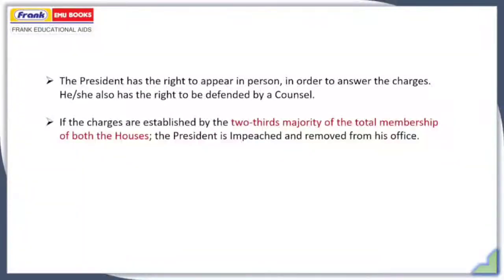And if the charges are established by the 2/3 majority of the total membership of both the houses, the president is impeached and removed from his office. Unfortunately, this never happened till now.